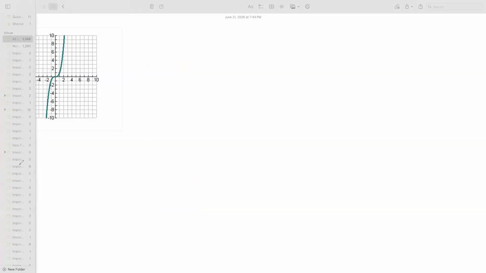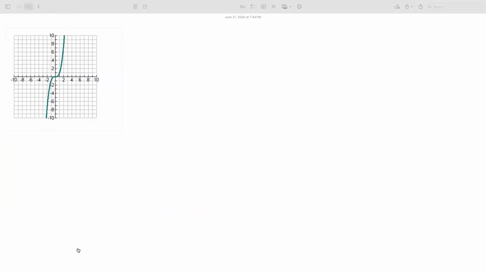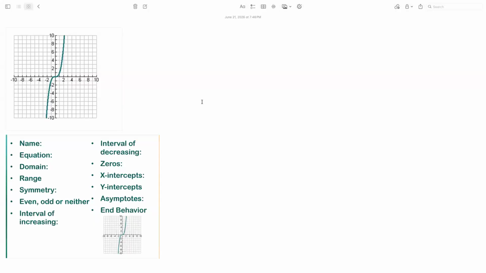Now coming to our set of things that we want to analyze, let's do this for a cubic function. What is the name of the function? It's a cubic function. Remember, you know how I remember it? It's like a chair. I'm sitting on a chair facing the y-axis. Okay, it's a cubic function. Equation is y equal to x cube.